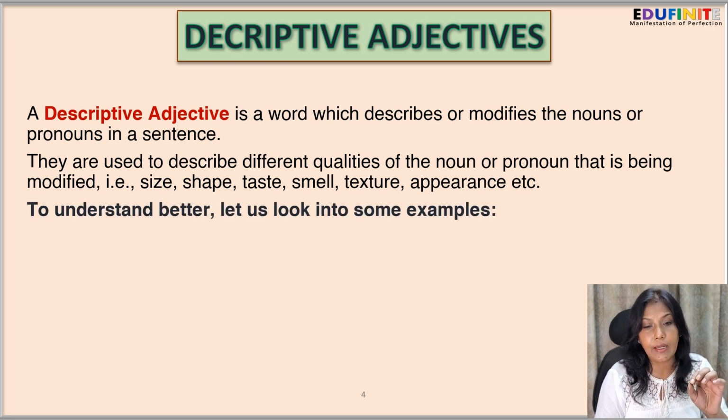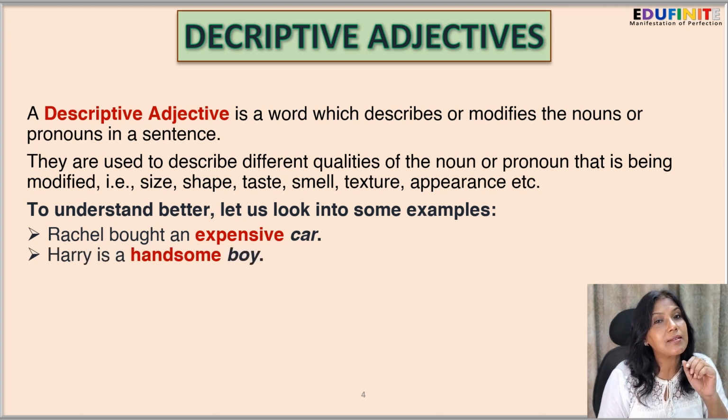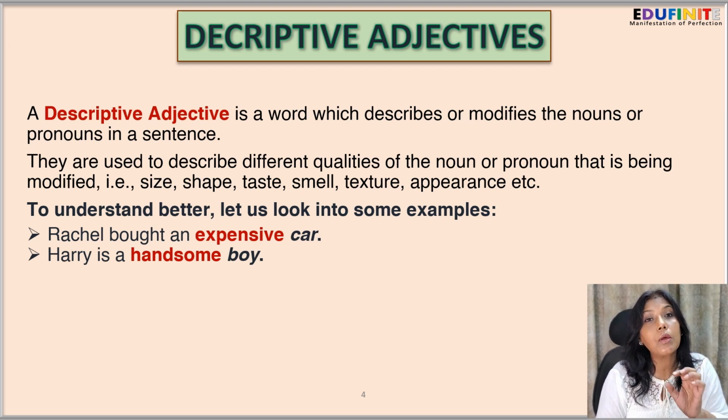Now, to understand better, let us look into some examples. Rachel bought an expensive car. So here, the word expensive is an adjective and it tells us more about the car. What type of car is it? It is very expensive. That means you require a lot of money to buy the car. Next one. Harry is a handsome boy. Here, the word handsome is the adjective which is placed before the noun boy. It tells us how the boy is or how Harry is. He is handsome. That means he is good looking.